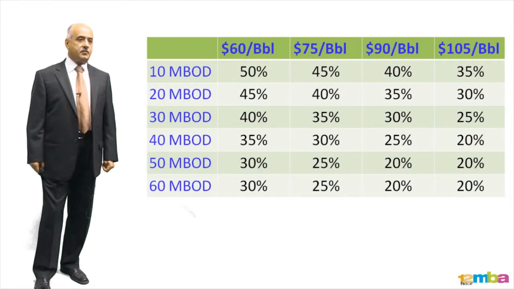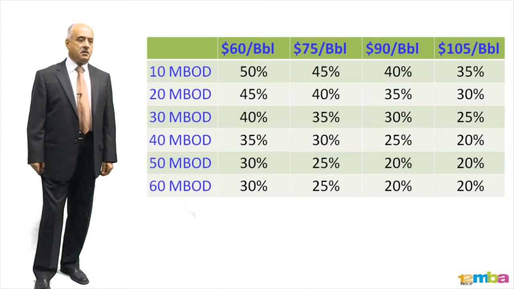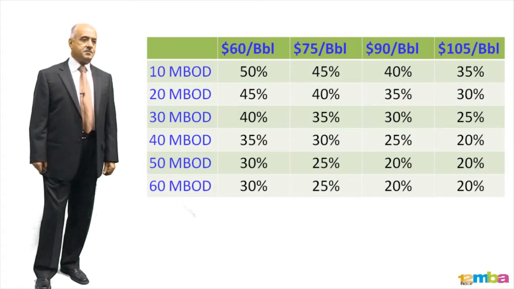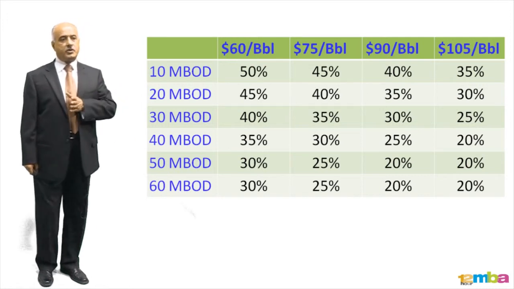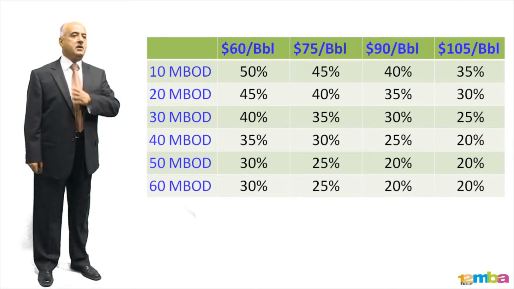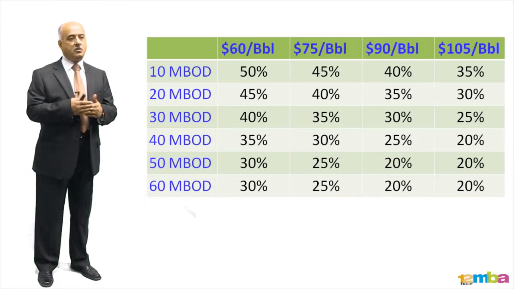So here the cost recovery is a two-dimensional link. And again, we have linked it to the barrels of oil per day and the price of oil. So when the price of oil is $60 per barrel and the contractor is producing 10,000 barrels a day, the cost recovery will be 50%. As the price increases for the same production, 10,000 barrels a day, the cost recovery will be reducing. Why will it be reducing? Because he is making more money now, because the price is higher, so the cost recovery slice also gets higher.